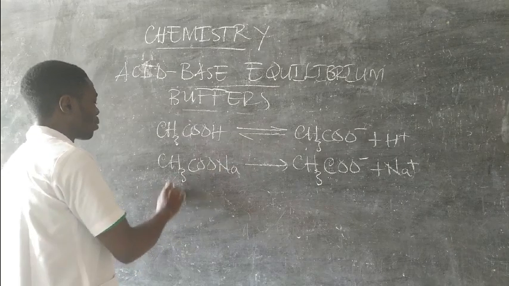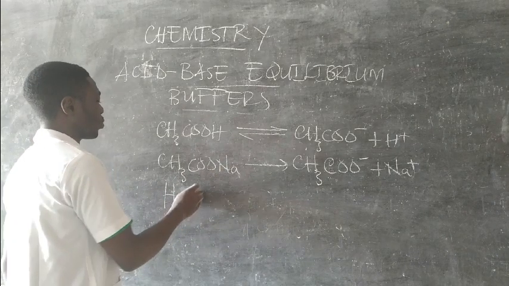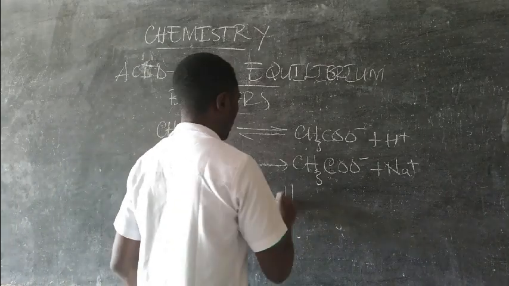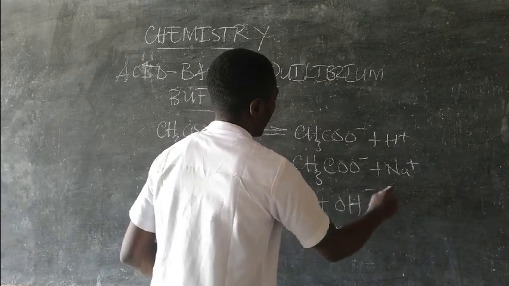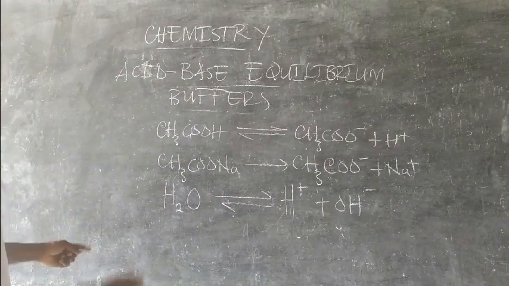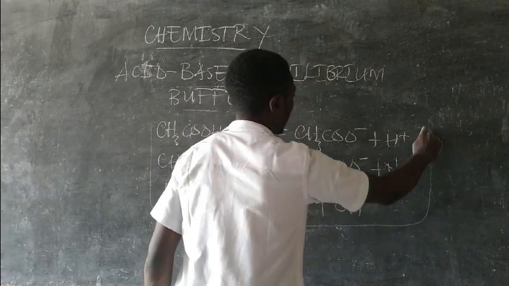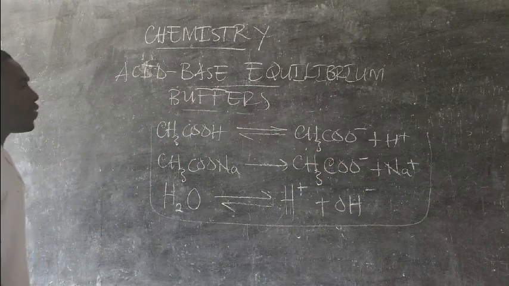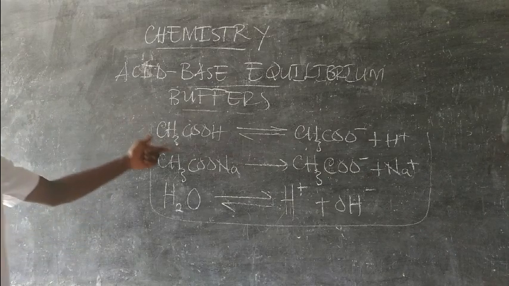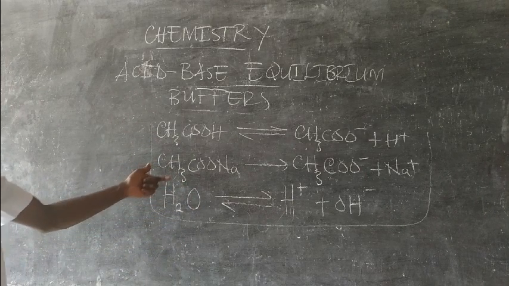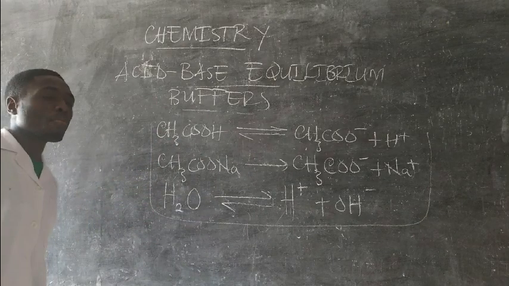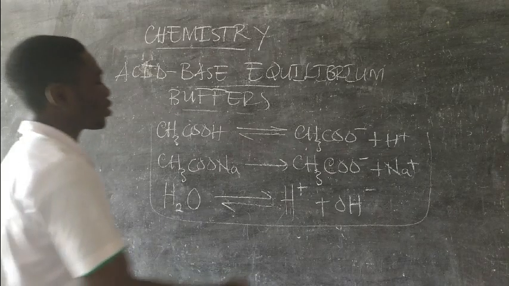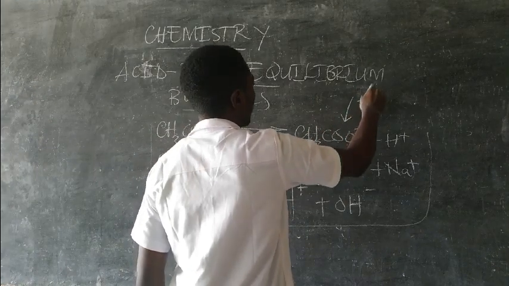Now the last part is, remember, you have water. So water, H2O, partially dissociates to give us H plus plus OH minus. So that is what we have, and all of these are found in one container. So these are the three very important equations which happen with the buffer system. You can apply this for any buffer, but this is just an example, and it follows the same pattern for all of them.